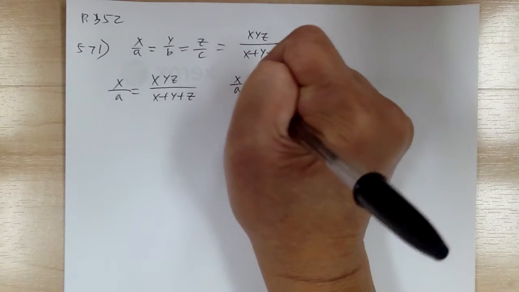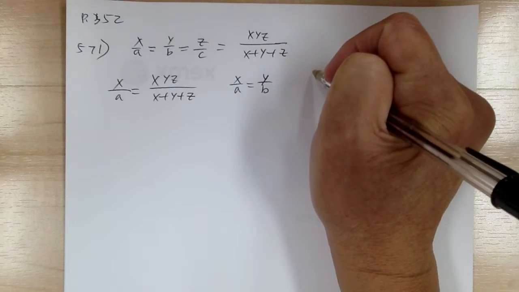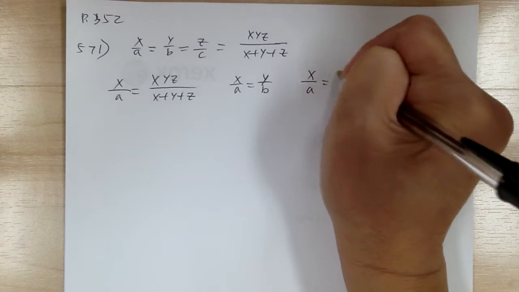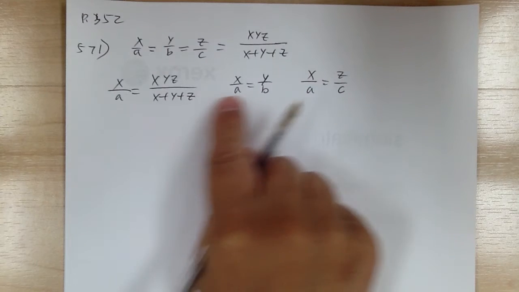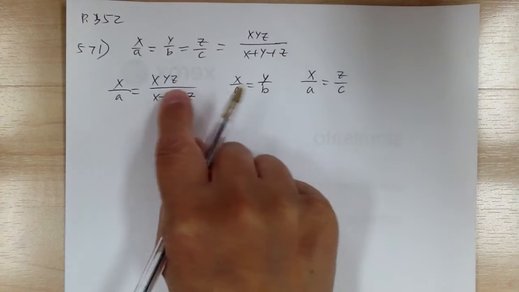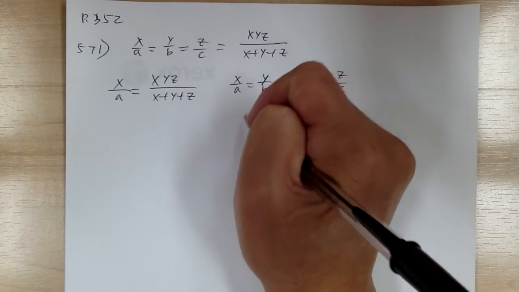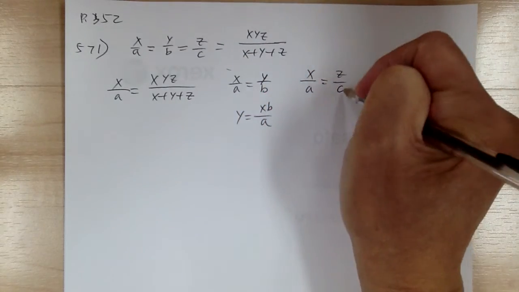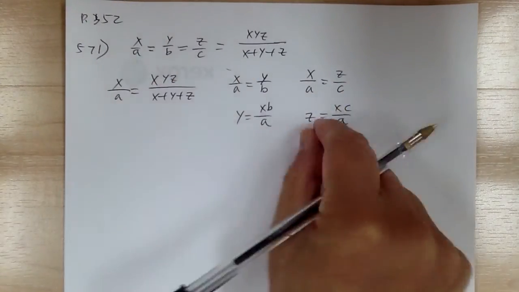So you got x over a equals y over b, and I'm going to use this one over here. So I got x over a equals z over c. Since we're looking for x, I'm going to solve for y and z to substitute into here. So y equals xb over a, and z equals xc over a. Then I'm going to substitute this into this equation.